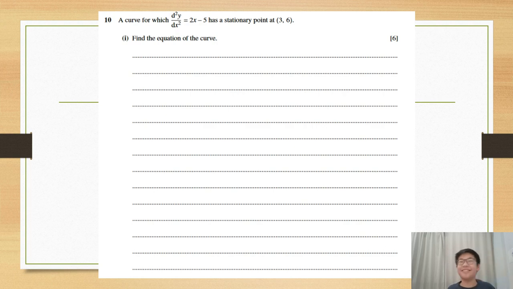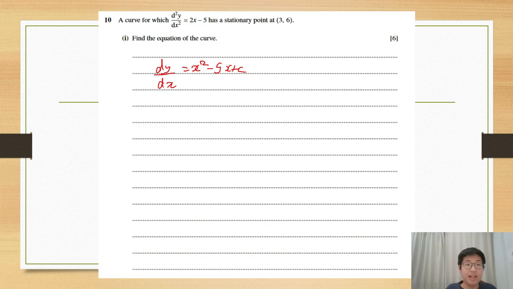Now we have second derivatives in here. So a curve for which d squared y over dx squared is 2x minus 5 and a stationary point at (3, 6). So this means we need to find dy over dx equals x squared minus 5x plus c. So if we integrate the second derivative, we get the derivative, and if we integrate the derivative, we get the function. And if we differentiate the derivative, we get the second derivative.